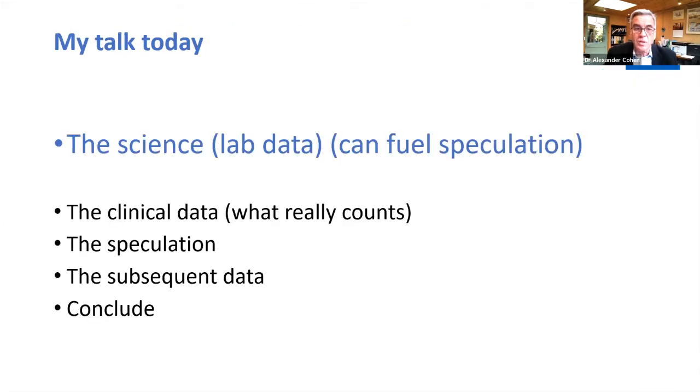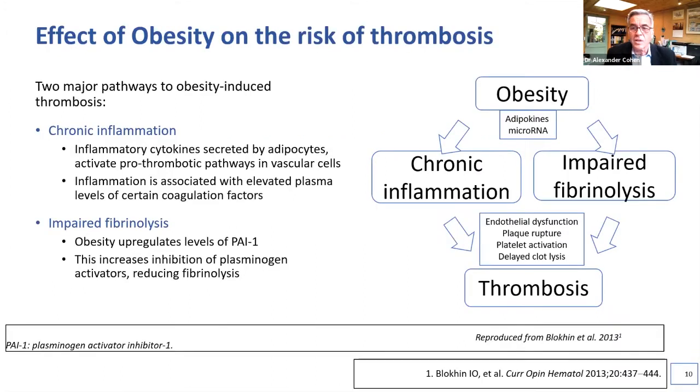So let's start with the science, the lab data that can fuel speculation. This is quite interesting work that looks at obesity and adipokines and divides the pathways into chronic inflammation and impaired fibrinolysis. The inflammation is related to inflammatory cytokines and also the increase in certain coagulation factors. The impaired fibrinolysis is related to the upregulation of PAI-1 and reduced fibrinolysis. So there is definitely some science behind the relationship.